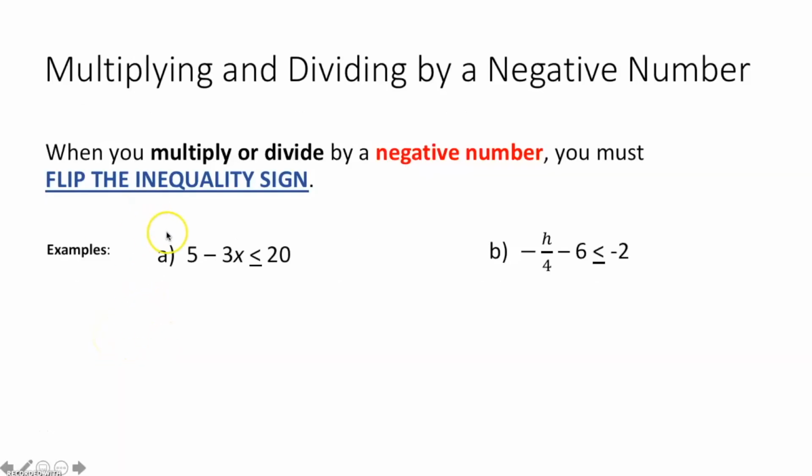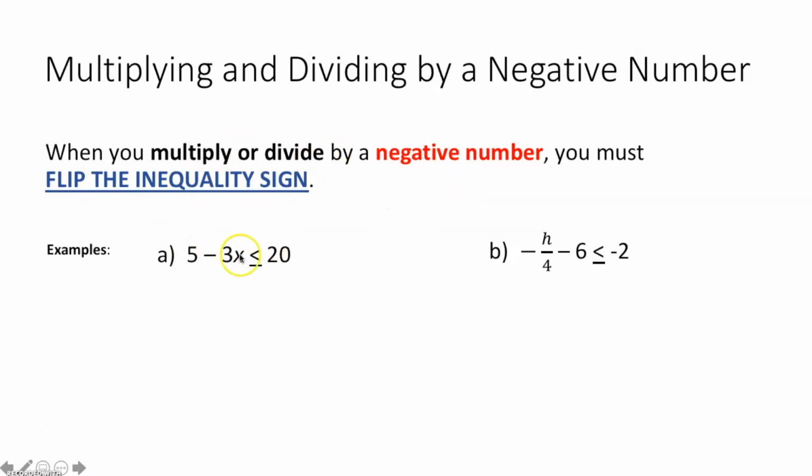Now let's talk about multiplying and dividing by a negative number. So this is where everybody messes up when solving inequalities. You need to remember, when multiplying or dividing by a negative number, you must flip the inequality sign. Whatever you need to do to remember this, store it in your brain somewhere. It's got to stay. Flip the inequality sign when you multiply or divide by a negative number.